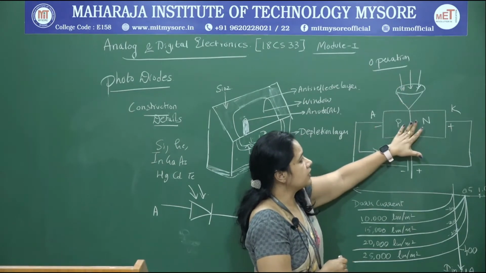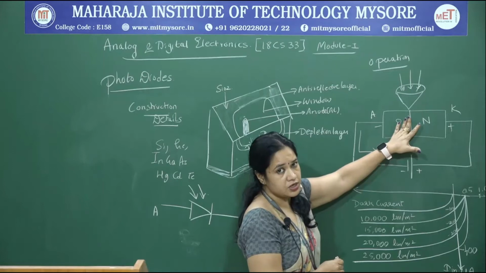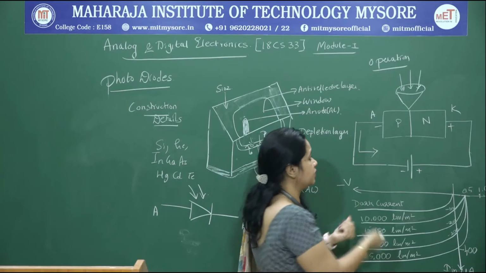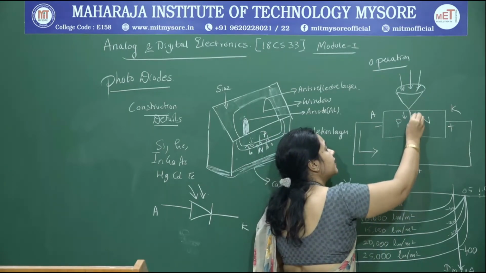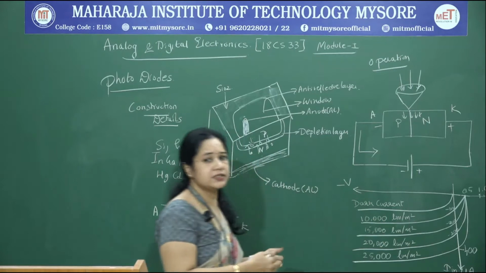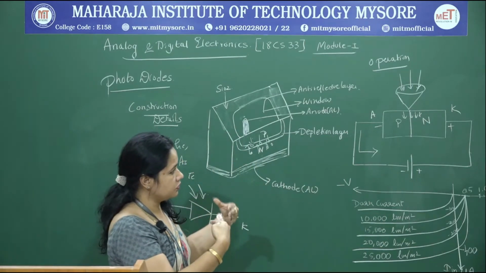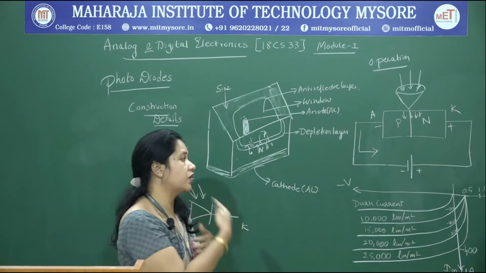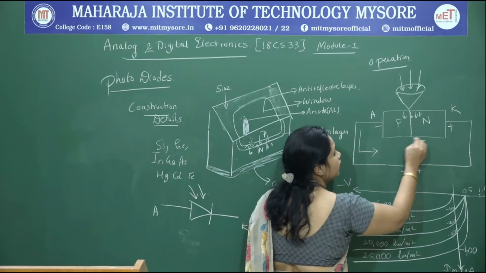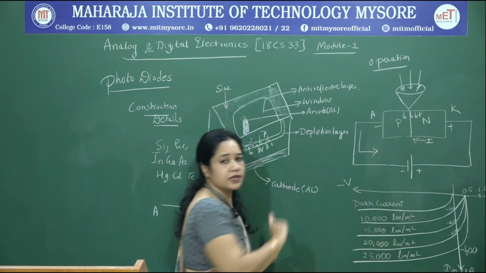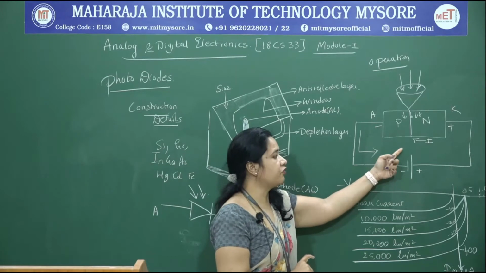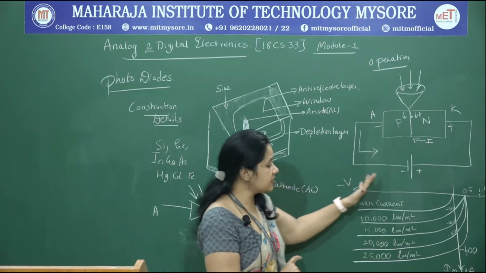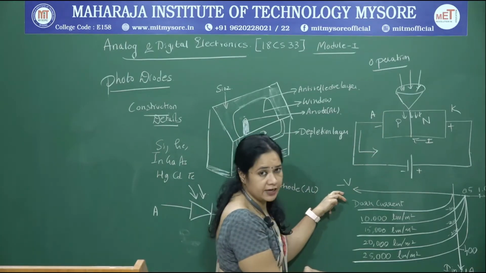What happens when the light falls on the PN junction is that the energy of the photons of light is picked up by the charge carriers here, and as a result the electrons and holes overcome the depletion region, and you can see a reverse current flowing in the circuit. The amount of current flowing depends on the light intensity falling on the junction, and this can be understood with the help of the VI characteristics.